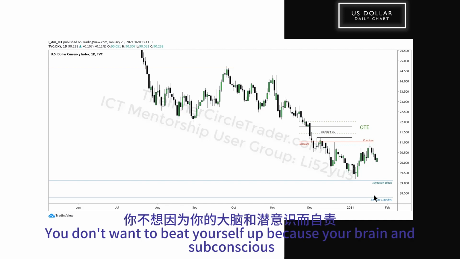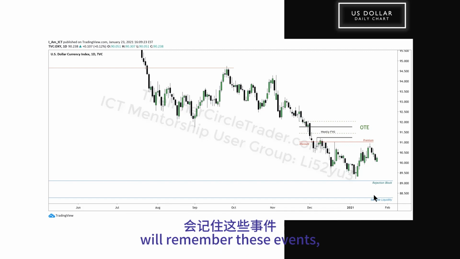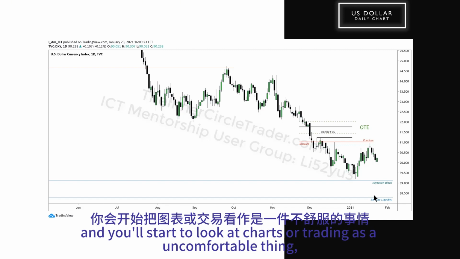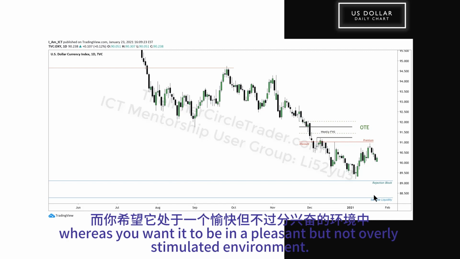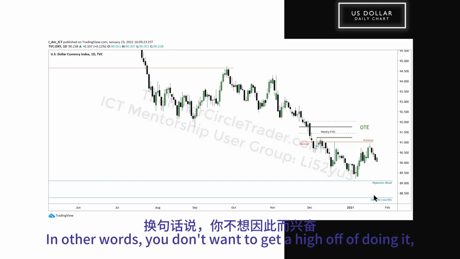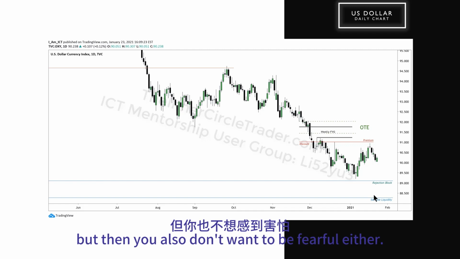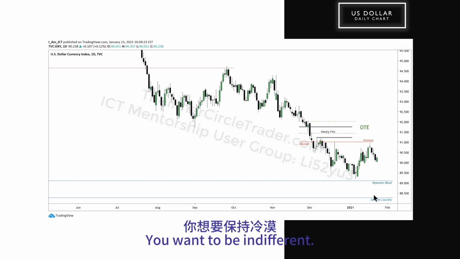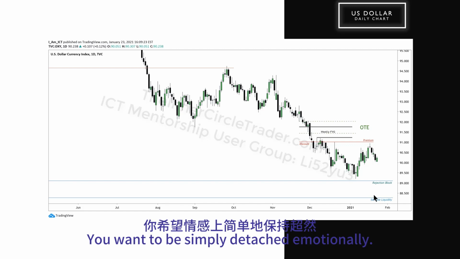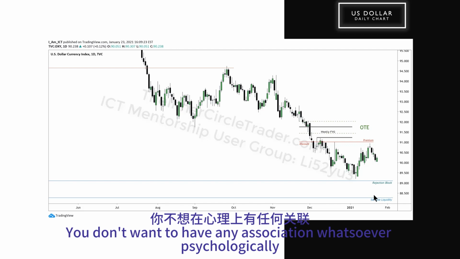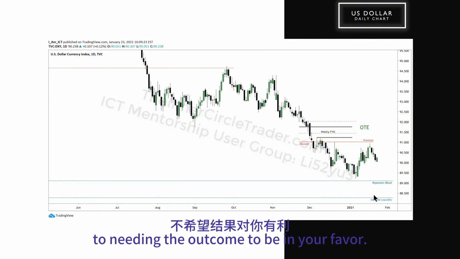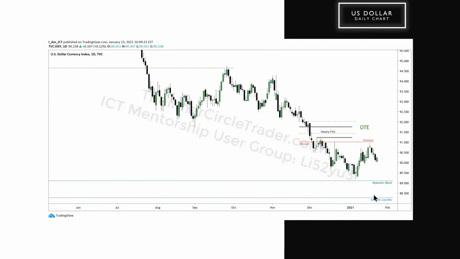You don't want to beat yourself up because your brain and subconscious will remember these events, and you'll start to look at charts or trading as an uncomfortable thing, whereas you want it to be in a pleasant but not overly stimulated environment. In other words, you don't want to get a high off of doing it, but you also don't want to be fearful either. You want to be indifferent. You want to be simply detached emotionally. You don't want to have any association whatsoever psychologically to needing the outcome to be in your favor. If it doesn't happen in your favor, okay, fine.